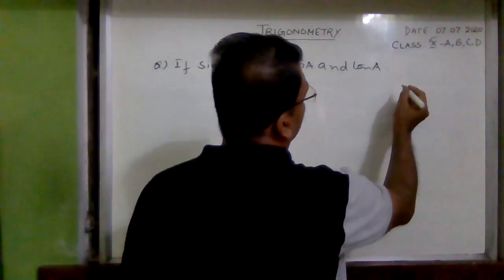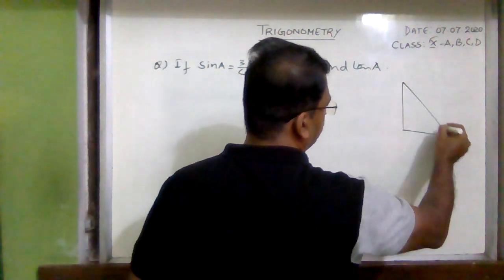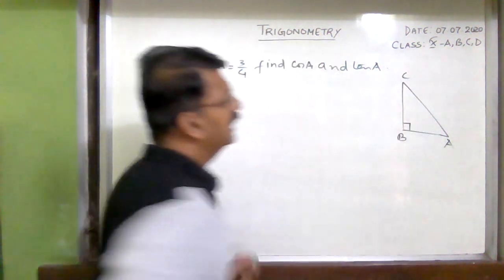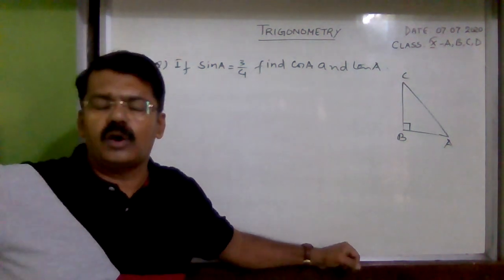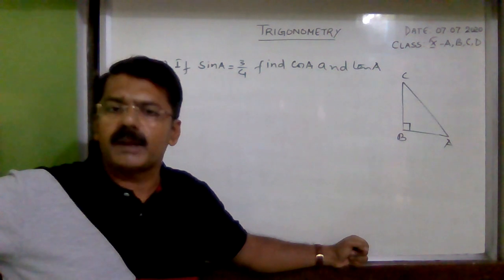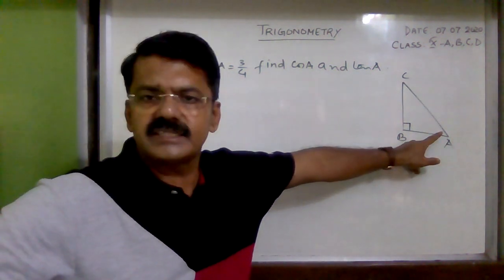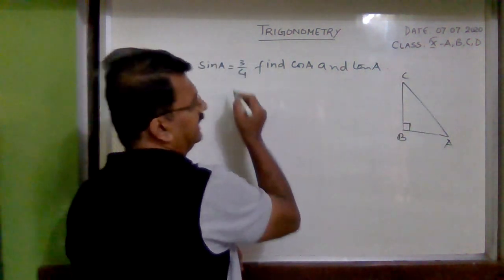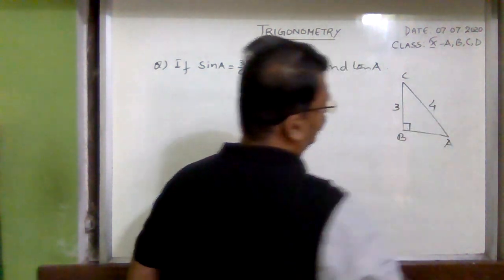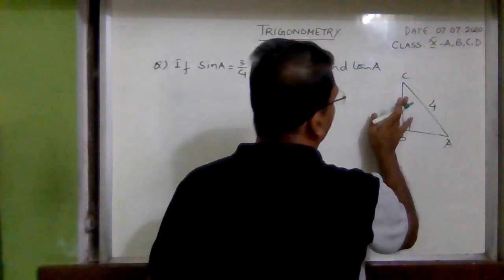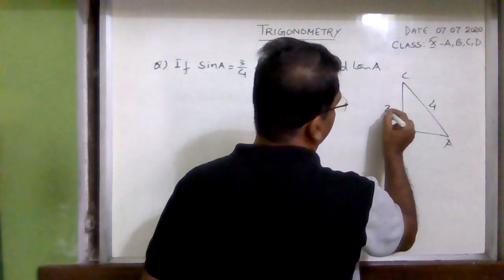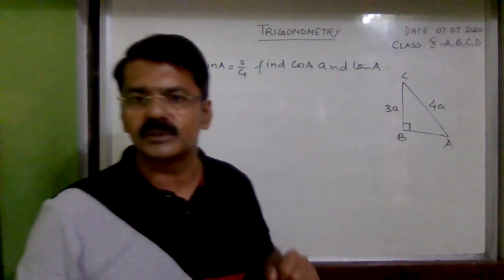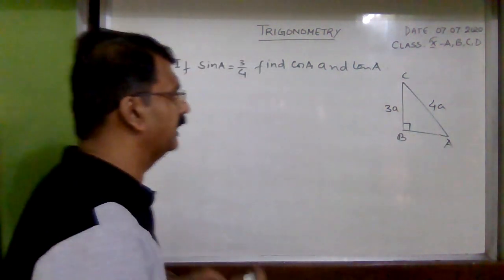So first of all, you make a triangle in which you take angle B as 90 degree. Now sin A is given 3 by 4. All of you know that sin is perpendicular upon hypotenuse. Here, if A is the reference angle, then BC will be the perpendicular, AC will be the hypotenuse. As sin is 3 by 4, so this side will be 3 and this side will be 4. Clear? Or we can write 3a and 4a, because exactly the length is not 3 centimeter and 4 centimeter. Now using Pythagoras theorem, we will find the third side, that is AB.